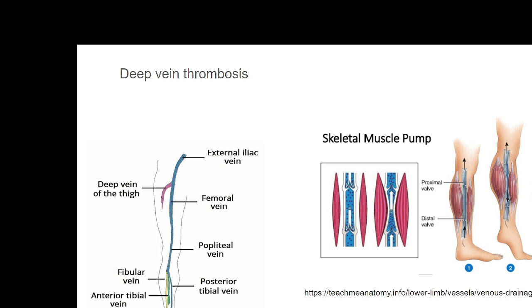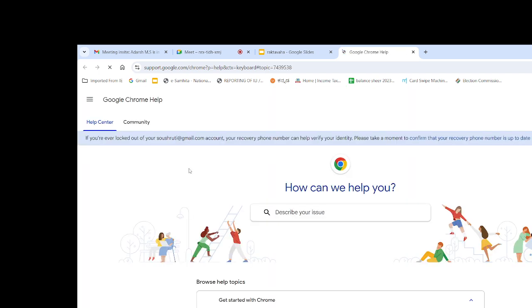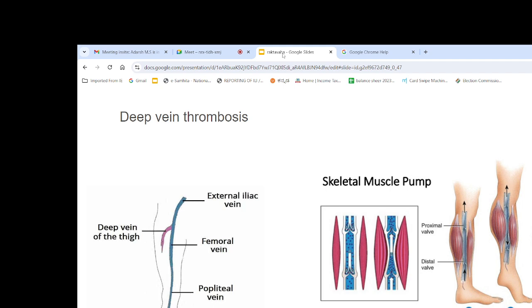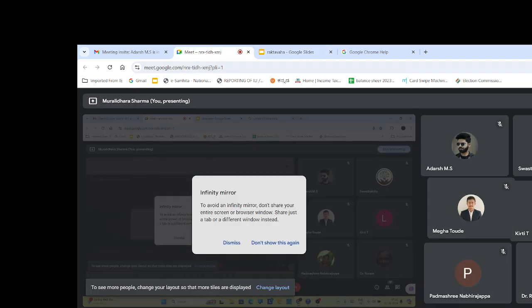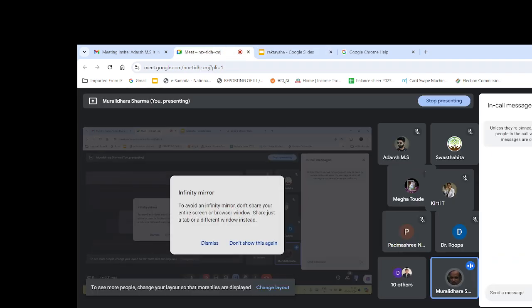The next part which we will discuss will be deep vein thrombosis. Due to certain commitments, we'll continue in the next session. I will stop early, so we'll stop today. If there are any questions, we'll try to answer and then continue in the next session about deep vein thrombosis.